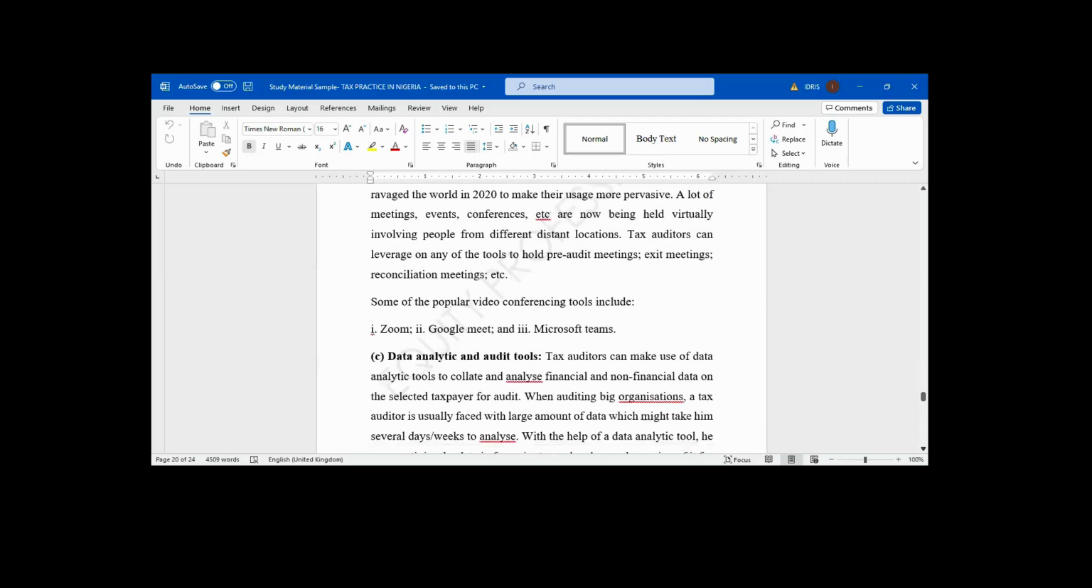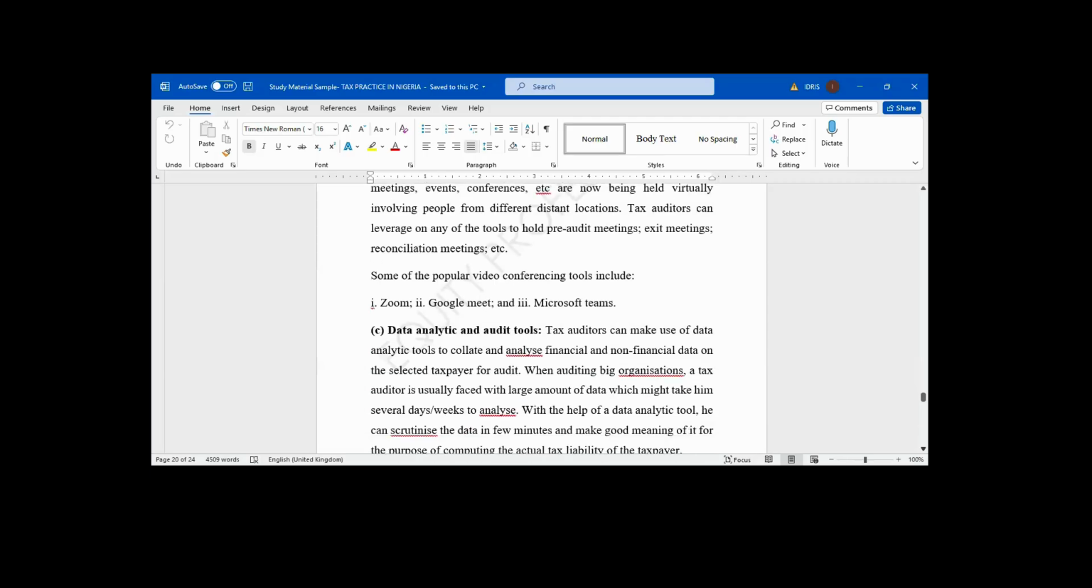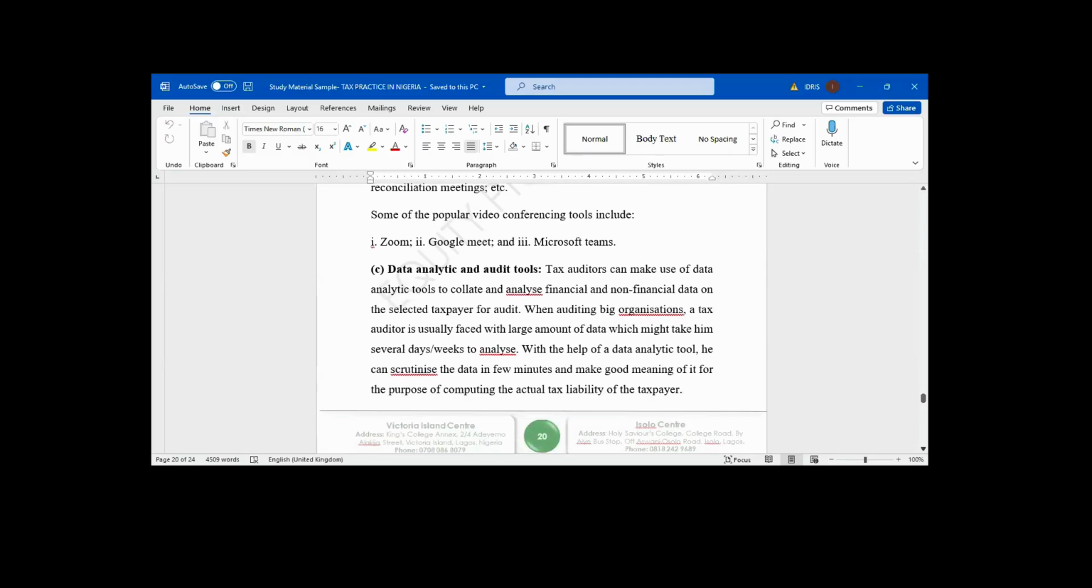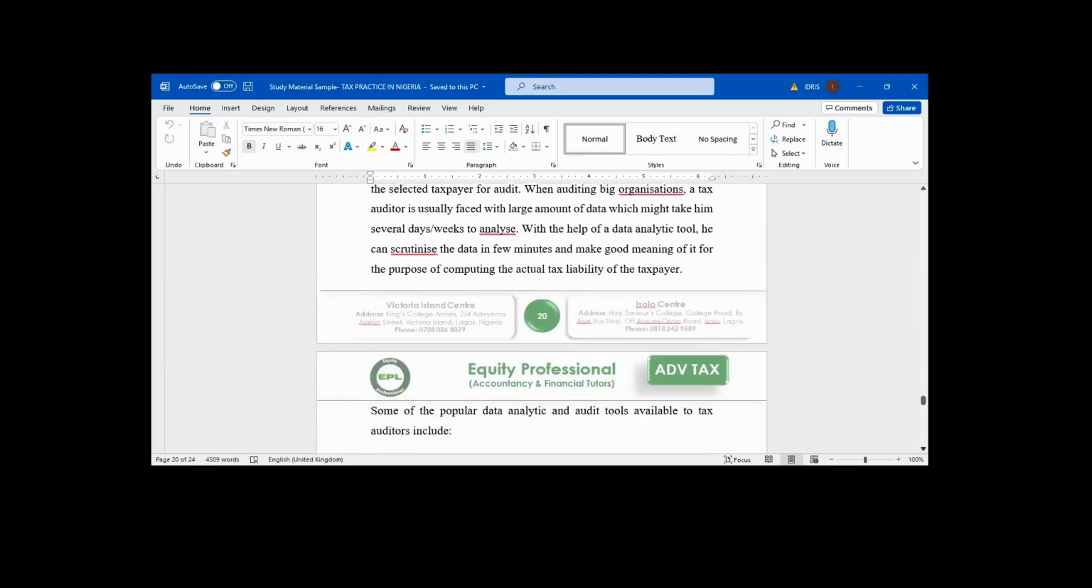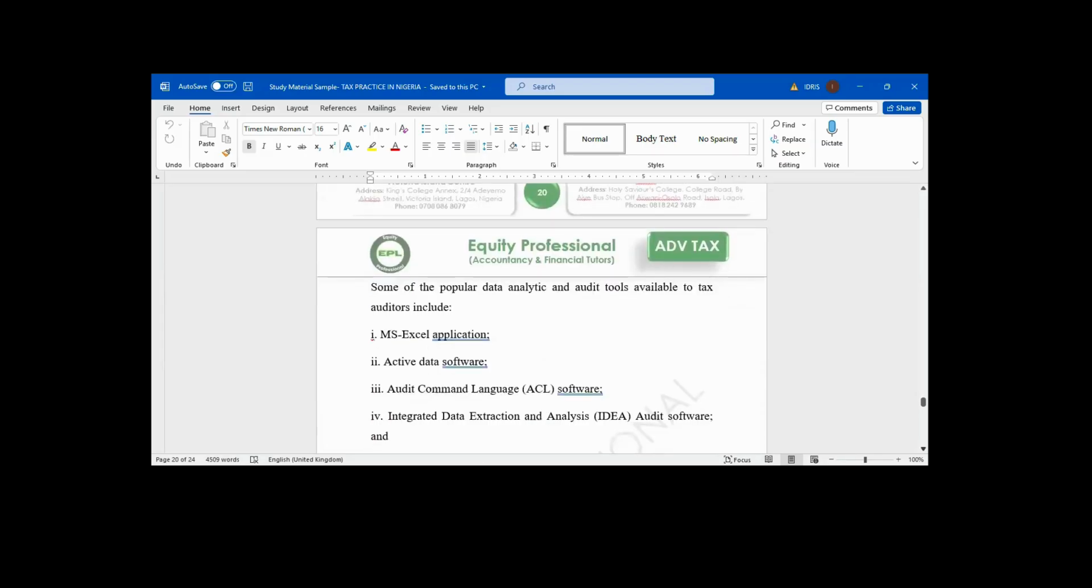Another one that is used is data analytics. Tax auditors make use of data analytics to analyze taxpayer data during the course of audit. They use it to analyze bank statements, sales invoices, purchase invoices, general ledger, and so on. Data analytics tools like Microsoft Excel, spreadsheet, and all this software, Audit Command Language, ACL software. We use them for data analysis. It aids tax audits.